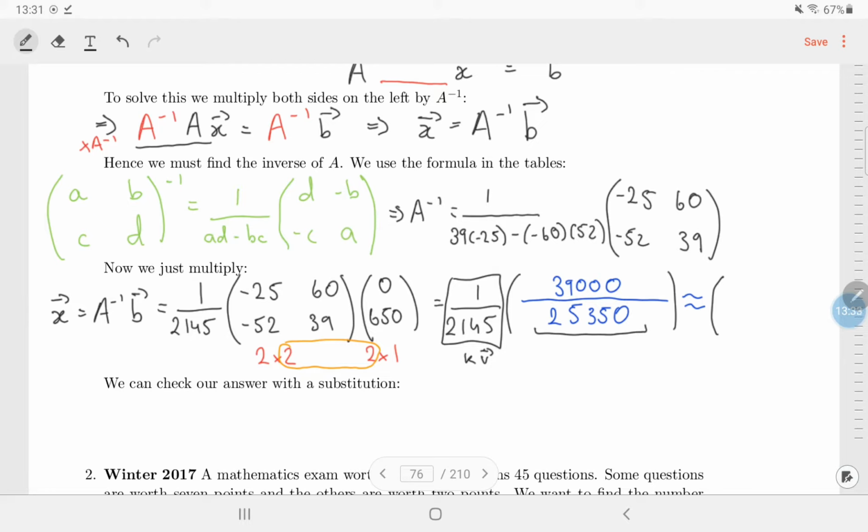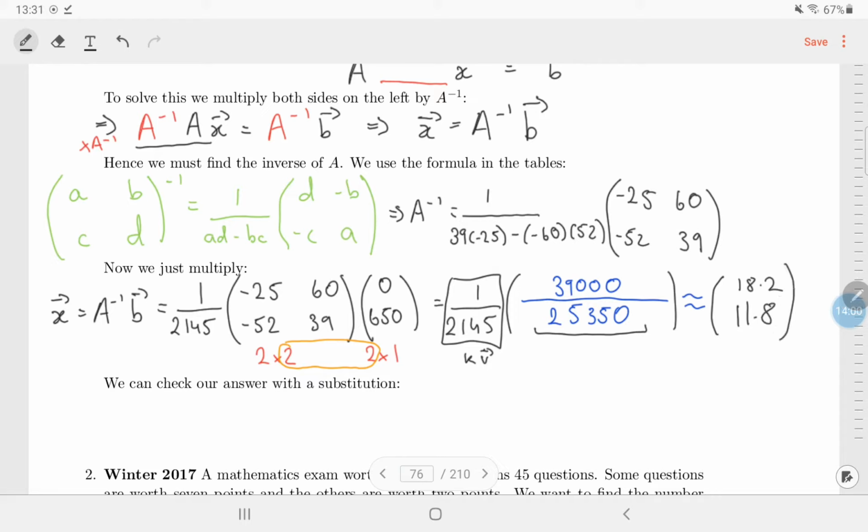So I have 39,000 multiplied by 1 over 2145. To 3 significant figures, I get 18.2. And then the other one is 25350 by 1 over 2145. And I'm getting out 11.8.